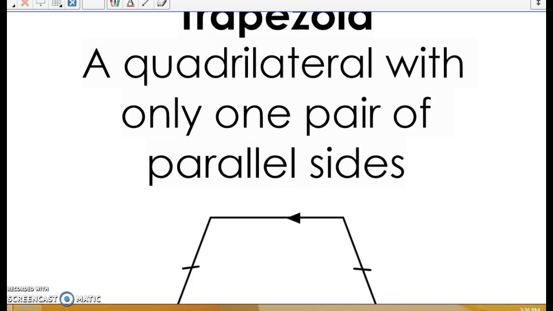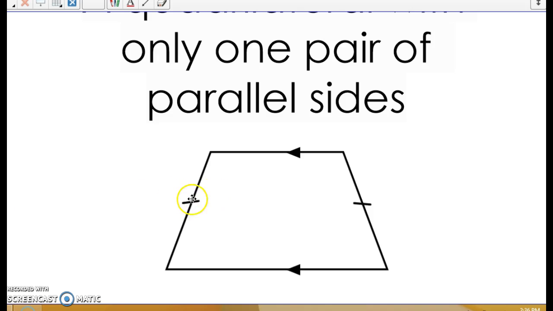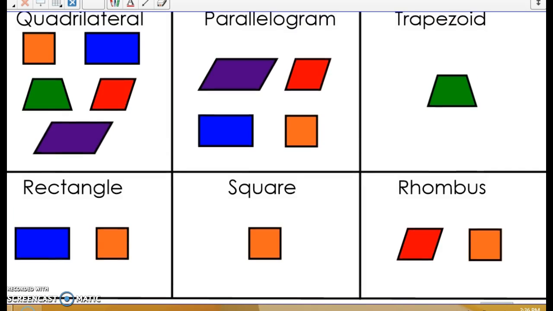We have a trapezoid, which is a quadrilateral with only one pair of parallel sides. So these two sides are going to be congruent. If we were to measure them, they'd be the same. And this top and this bottom are going to be parallel. If they were continuing on forever, they would never be touching. And here's some more pictures of what they might look like just in different spots.